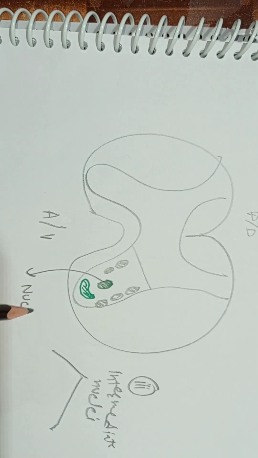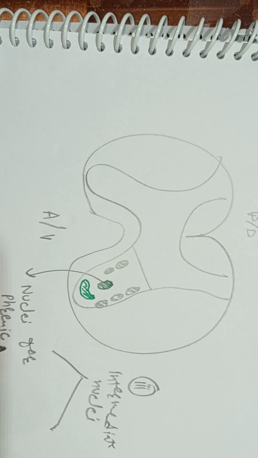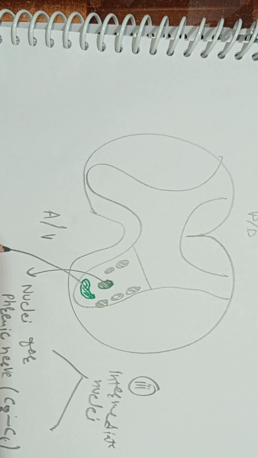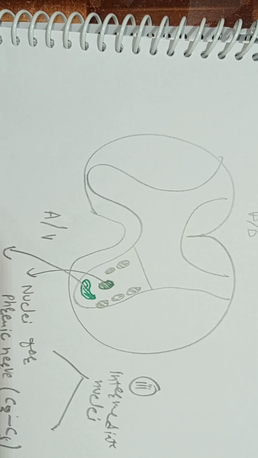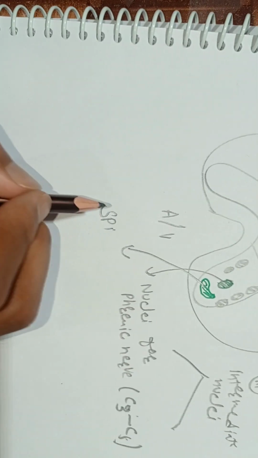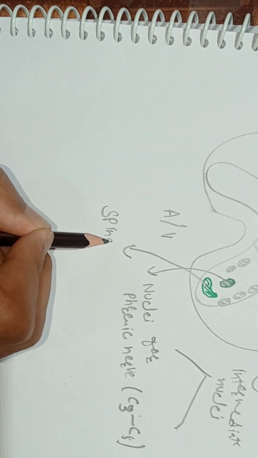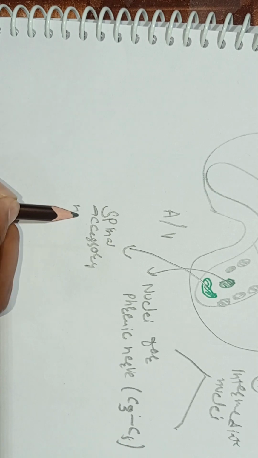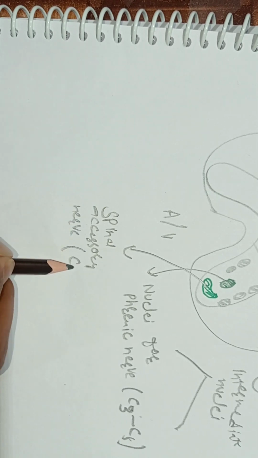This nucleus is the nucleus of the phrenic nerve. The phrenic nerve supplies the diaphragm. Its segments are C3 to C5. And this nucleus is for the spinal accessory nerve, whose root value is C1 to C5.